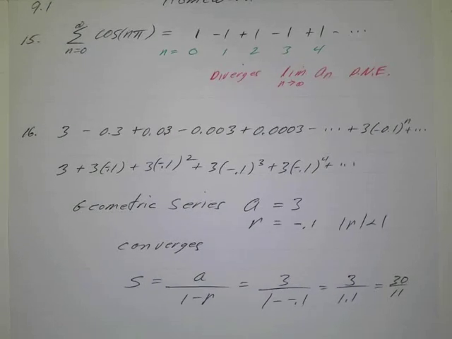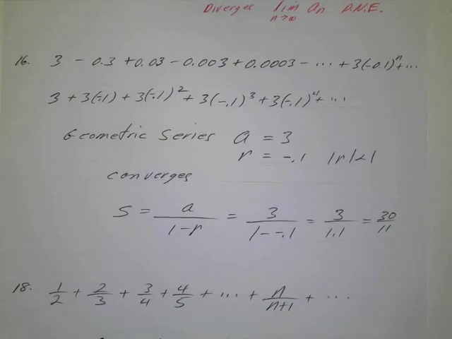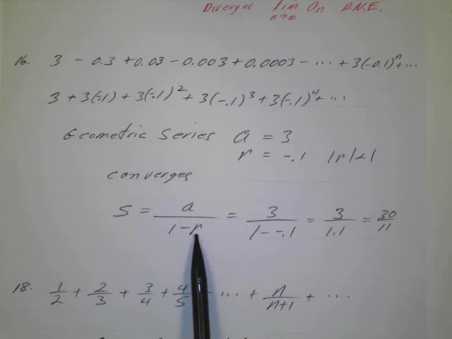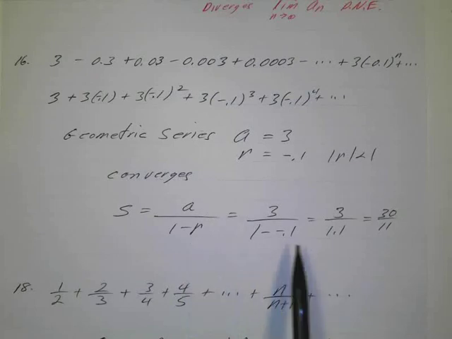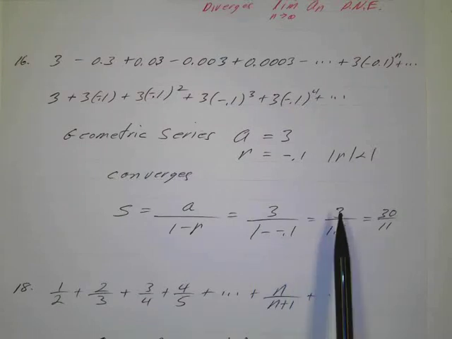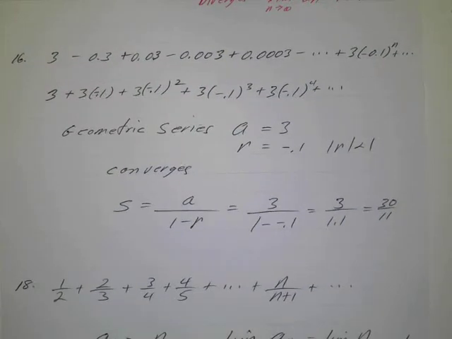All right, and we can find the sum. They ask you to find the sum if it does converge, so I think they did have geometric series in mind. This is my formula. Remember, the sum is equal to a over 1 minus r. A is 3, and r is negative 0.1, so it's 1 minus negative 0.1, which ends up being 1 plus 0.1, which is 1.1, so that's 3 over 1.1. We don't really like decimals in fractions, so we can get rid of that decimal by multiplying the top and the bottom by 10. So I've got 30 over 11, and that's the sum.